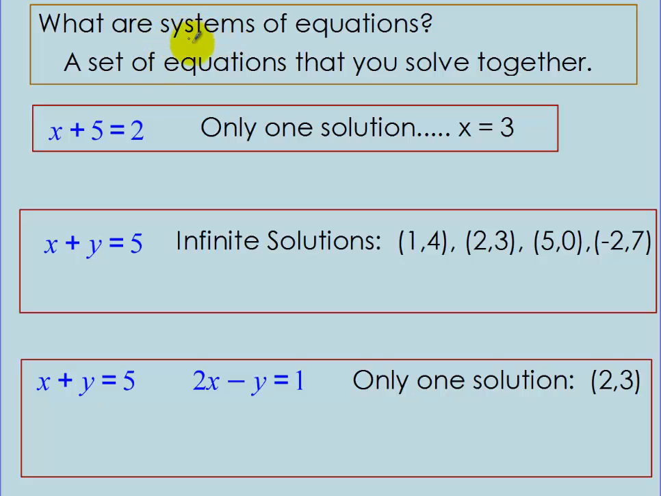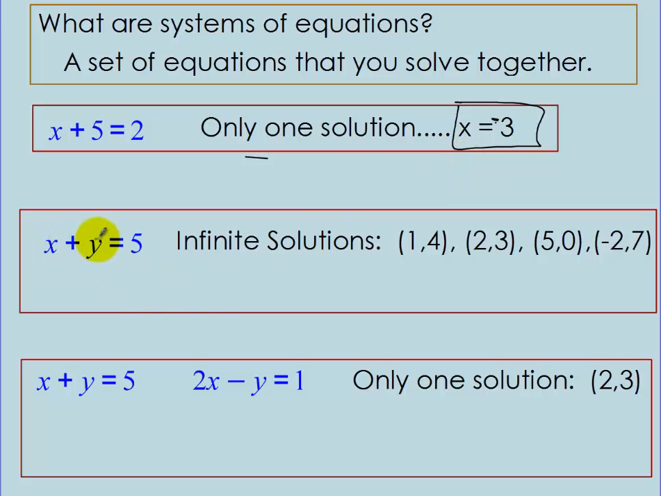What are systems of equations? A system of equations is a set of equations where we have to use both or all of the equations to figure out what our solutions are. Before, you used just one equation, like x plus 5 equals 2. Well, what does x have to equal? x has to equal -3, and that's the only solution.